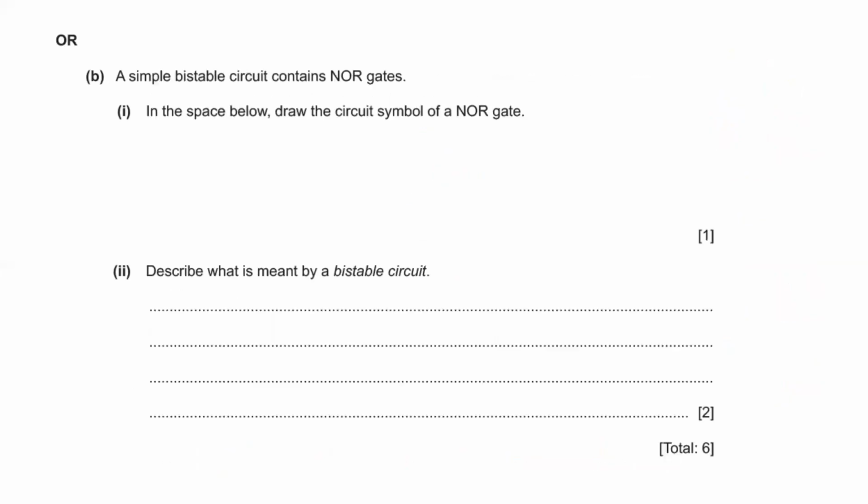Then there is another choice. Again, it says a simple bistable circuit contains NOR gates. In the space below, draw the symbol for a NOR gate. Remember, an OR gate is drawn like this. This is my OR gate. Again, it has A, B, two inputs and one output. And if it's a NOR gate, you just simply add a bubble in front of it. So just make sure you draw it correctly.